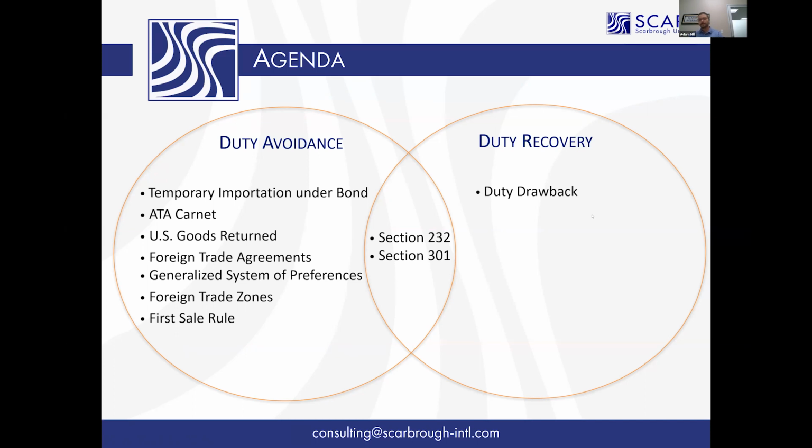So it's fairly straightforward. You cannot claim drawback on 232 duties. They won't give them to you, but you can on 301. So if you bring in a product from China, you don't use it or you don't use all of it, and you send it back out, you can reclaim that duty you paid when it came in. Unfortunately, you can't do that with 232. They just said they're not going to process those claims.